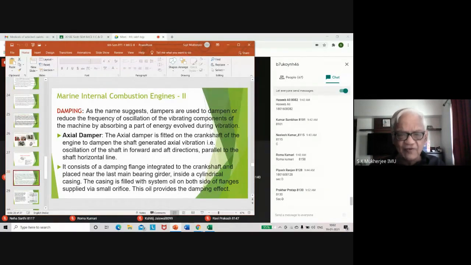So this energy, once you absorb it from that vibrating body, it will stop vibrating. If you put a clamp and tighten it, that energy is being absorbed by the clamp and the base which is holding that clamp. Now, I told you that there is axial vibration of the crankshaft. The axial vibration is dampened out by means of an axial damper.